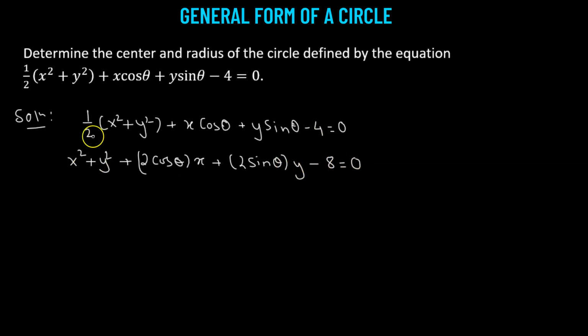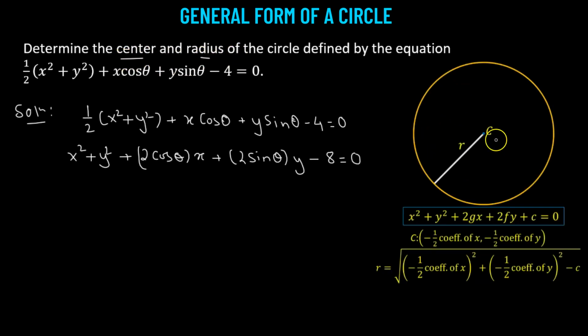Now the reason why we multiply throughout with 2 is because we wanted to write the equation in the general form. So let's first specify the general form of a circle, and once we have the general form, then we'll be able to find out the center and the radius. So let's say we have a circle which is centered at C and it has a radius of r. The general form of the circle is given by this equation: x squared plus y squared plus 2gx plus 2fy plus c equals 0. Here g, f and c are constants.